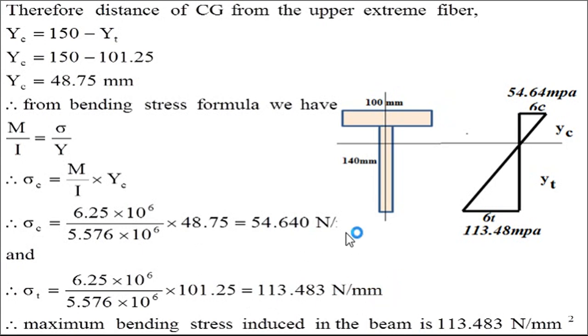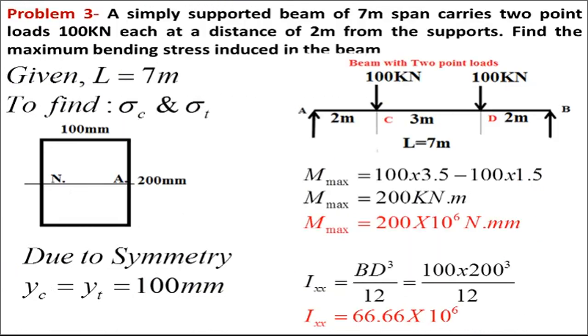So this is the stress. Unit is Newton per mm square at both the places. And here you have to calculate the maximum bending stress, and that maximum bending stress is 113.483. The value maximum among these two values will be the maximum bending stress.